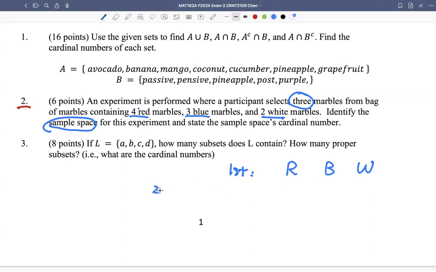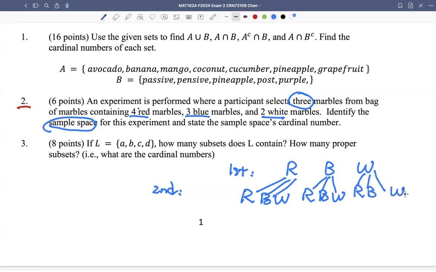What about the second one? If we draw the first one to be red, the second one still can be red, or maybe blue, or maybe white. Or maybe we draw the second one to be blue. So the second one could be red, blue, or white. If we draw the first one to be white, the second one may be red, blue, or white.